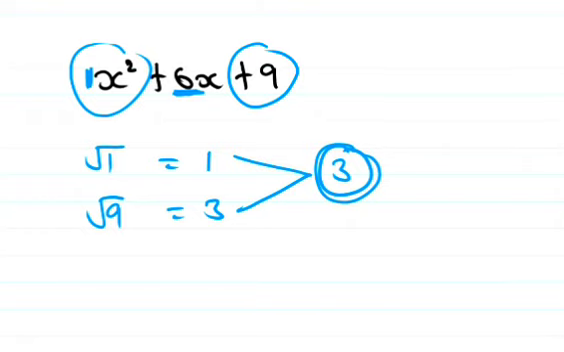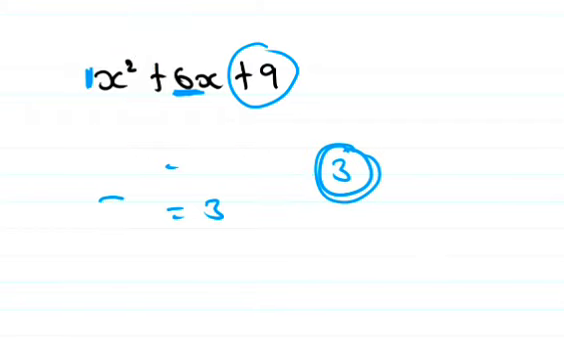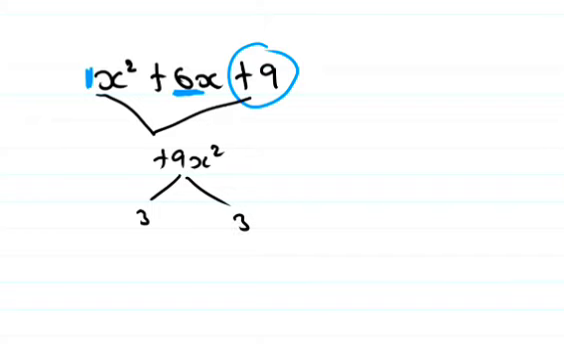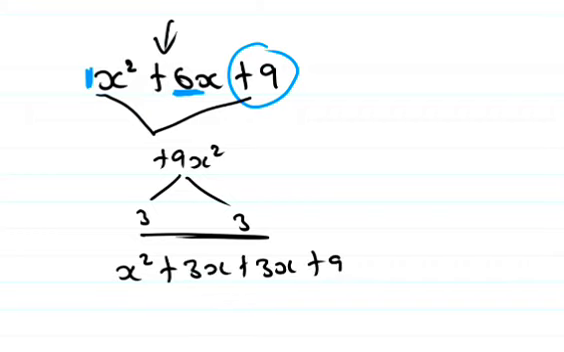So with the 3 here being half of this one, it is a perfect square trinomial. So what you can do, you can factorize this one further. Taking this one and that one, the answer is positive 9x squared, and my factors are 9 and 6. We would have 3 and 3, so instead of writing this positive 6, we write 3x plus 3x, so we have x squared plus 3x plus 3x, then plus 9.